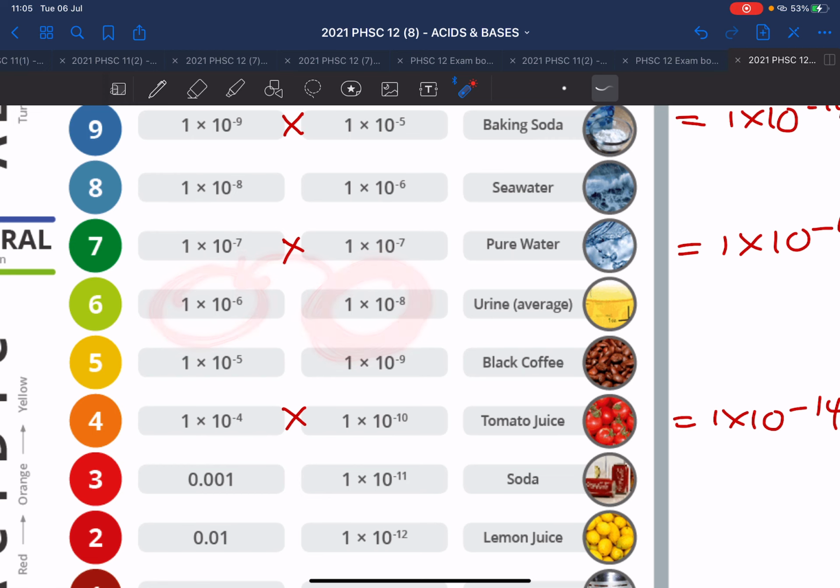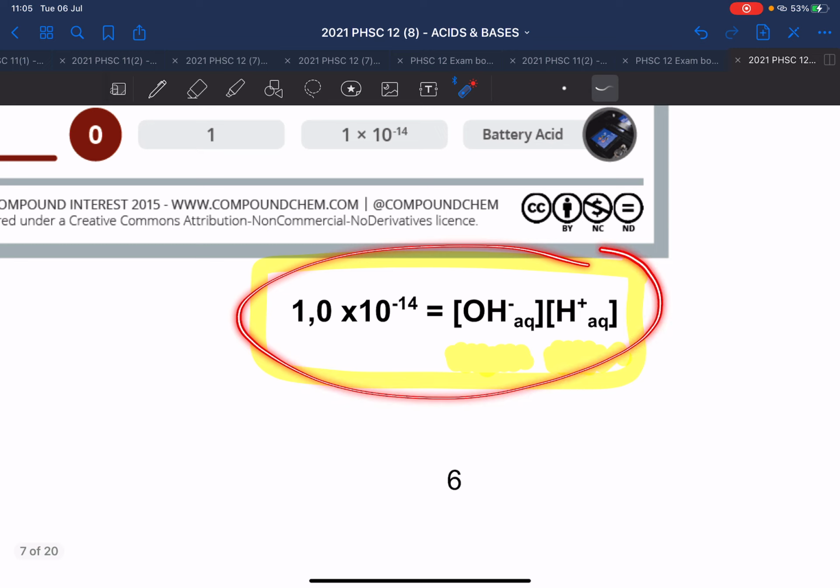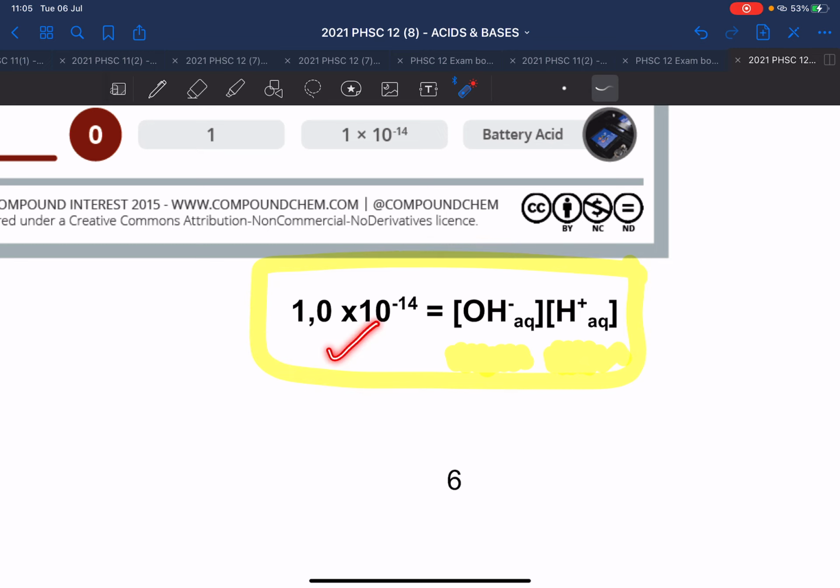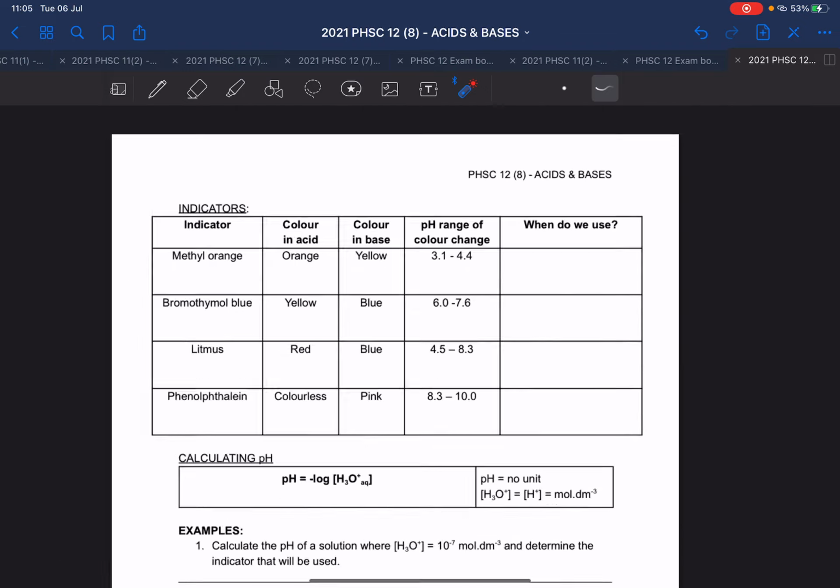Hoe kan ons dit doen? Ons kan dit doen met die behulp van hierdie formule. Want ons het hierdie as 'n konstante. If we have the basis concentration, we can calculate the acid's concentration. Okay, right, so that is how we're going to use it. Op die volgende bladsy.